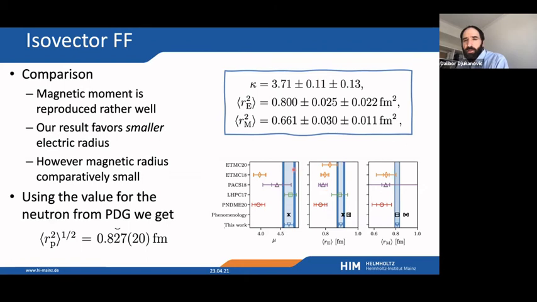You can turn our calculation around. You can take the information from the neutron radius and our isovector result, and then infer the proton radius that you would get out. This is the value for our best estimate based on these numbers. What's interesting here is that it's the exact opposite for the magnetic radius, where we are in favor of the Mainz result as opposed to the world average.